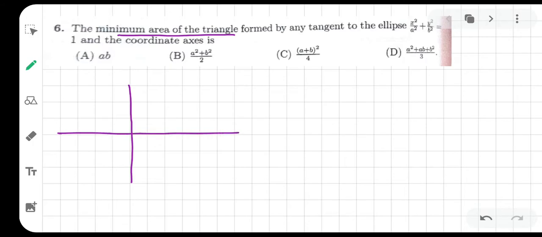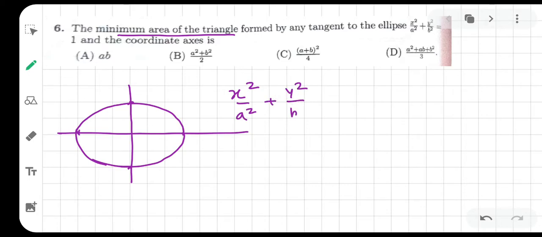So first of all, if we draw an ellipse, let's take this as an ellipse, and the equation of ellipse is x square upon a square plus y square upon b square is equal to 1, we know. So this length is a, this length is b, that part is clear, right?